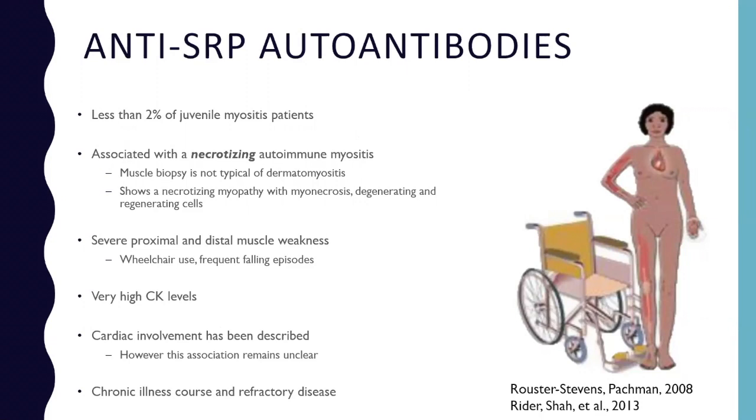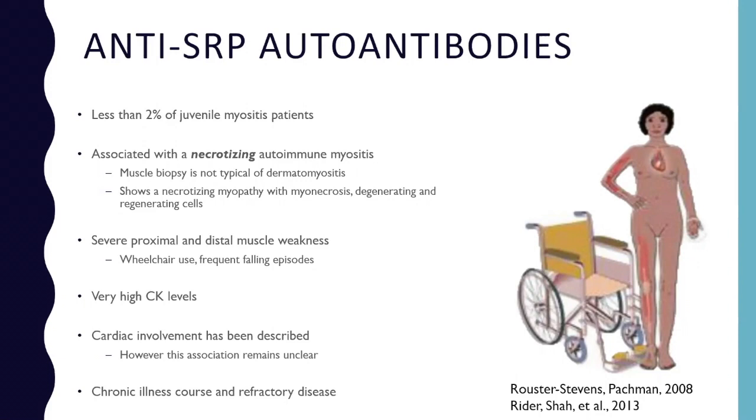These autoantibodies are associated with a different type of myositis called necrotizing autoimmune myositis. In this type of myositis, the biopsy is really not typical of what we see in classic dermatomyositis. Instead, patients will have a necrotizing picture where the cells are dying, degenerating, and regenerating. It's not in a pattern or in a location that's typical of other kids with dermatomyositis. So it can be very difficult to diagnose, especially if physicians are not familiar with necrotizing autoimmune myositis.